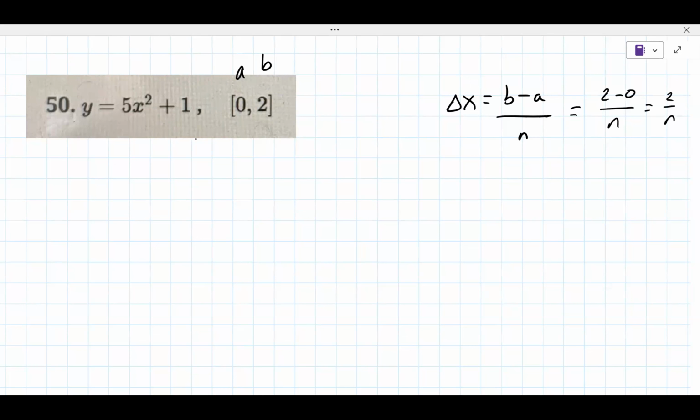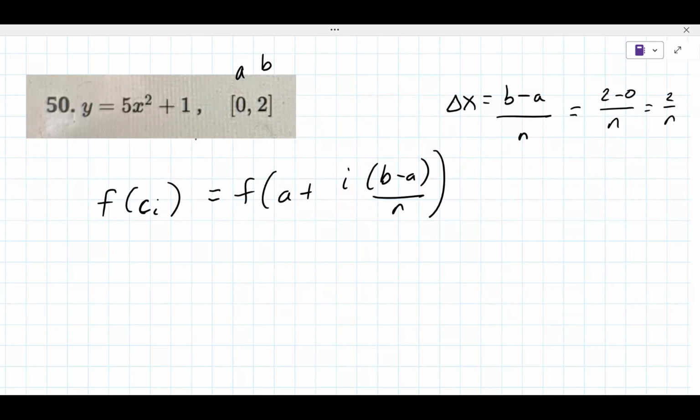All right, so then f of c_i, and your book might have something different. It's f of a plus i times (b minus a over n), like that. And then I want you to just do the part inside parentheses, just figure that out for me, please.